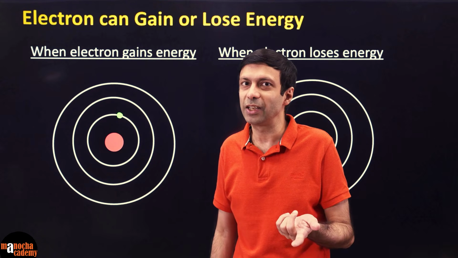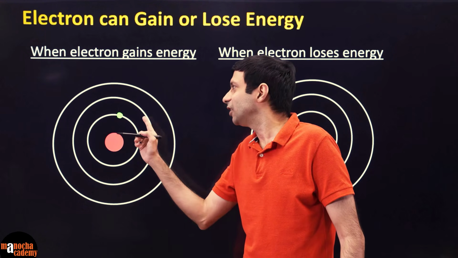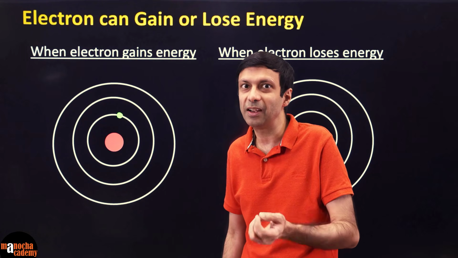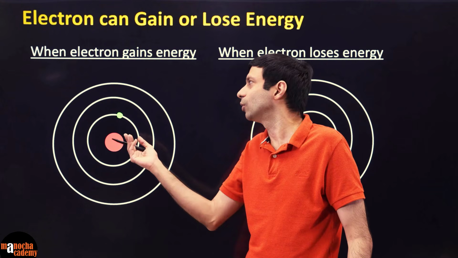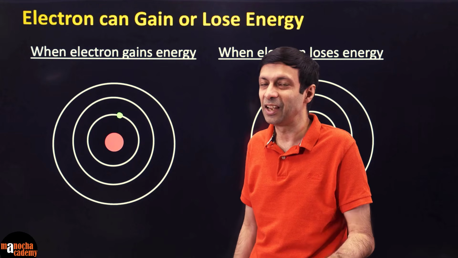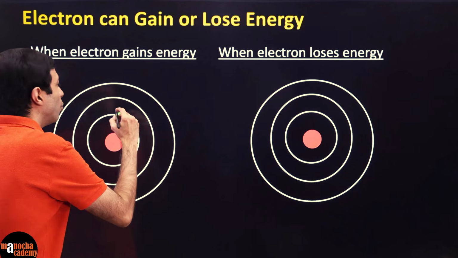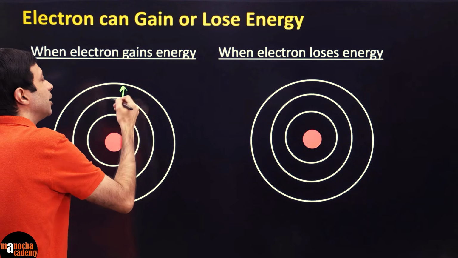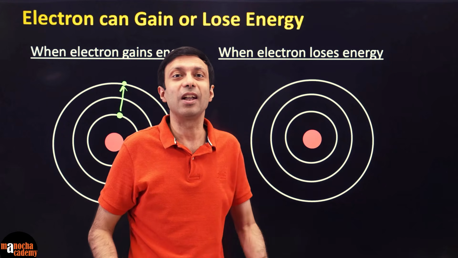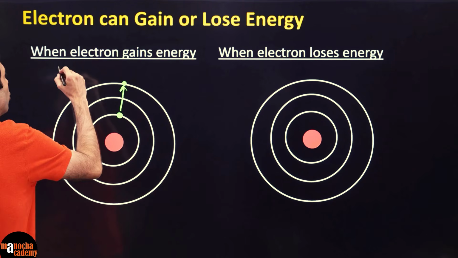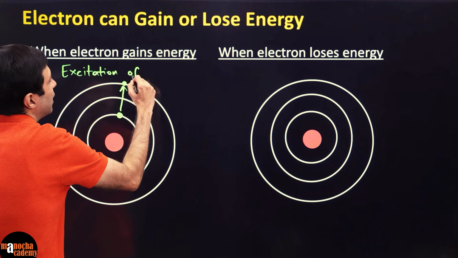So when it gains energy, where do you think it's going to go? Obviously, it is going to move to the higher shells, because remember, the total energy of the first shell is minimum, and as you go to higher shells, the energy increases. We are using negative values, but we know that negative values keep decreasing, which means energy increases. So when an electron gains energy, it moves to the higher shell. Let's say it goes to the second shell, or the third shell, and so on. And this is called excitation of the electron. So you can note that down. When it gains energy, it is called excitation of the electron.